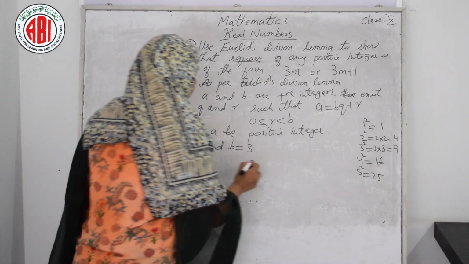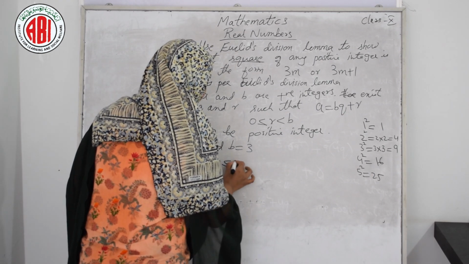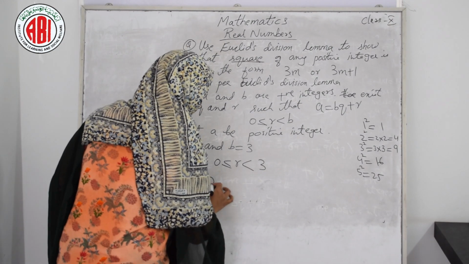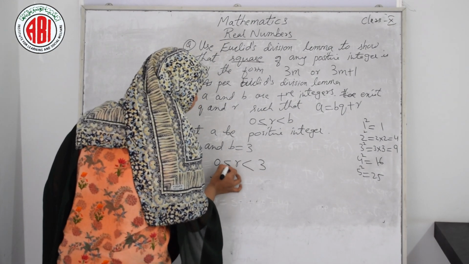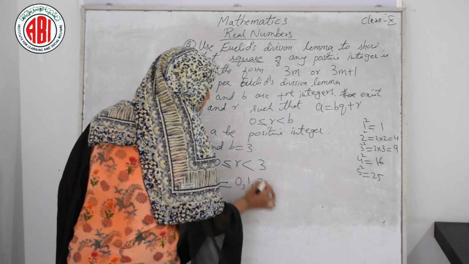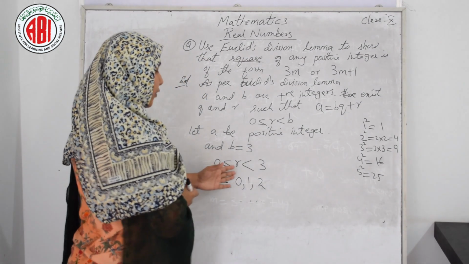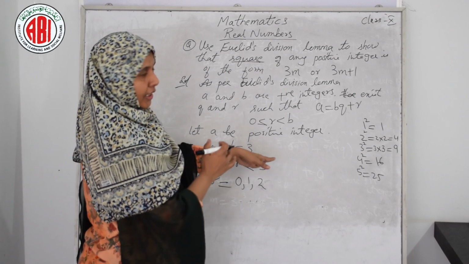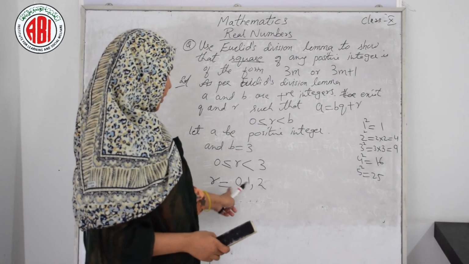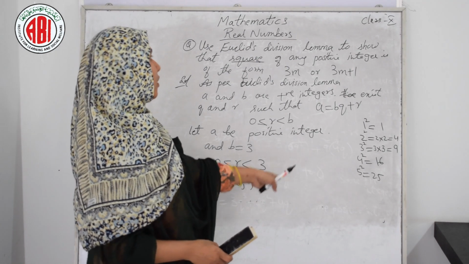So what are the remainders? 0 should be less than or equal to r and r less than b. B is 3 here, so write 3. What are the remainders? Remainder is greater than or equal to 0. So 0 will be there, 1 will be there, 2 is there. We will not include 3 because remainder is less than 3. Now you have to solve for these 3 cases: remainder 0, remainder 1 and remainder 2.